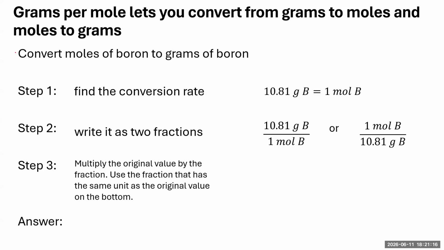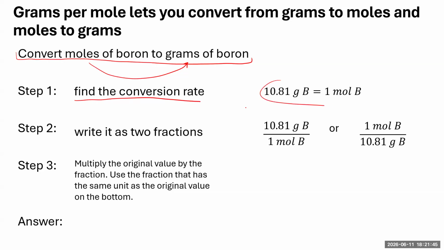So if you get a question that says something like convert moles of boron to grams of boron, we know we're going from moles to grams. That means we have to find some sort of conversion that lets us do grams to moles and moles to grams, right? But it's the same exact steps. Find the conversion rate. This is 10.81 grams of boron equal 1 mole of boron. Write it as two fractions.